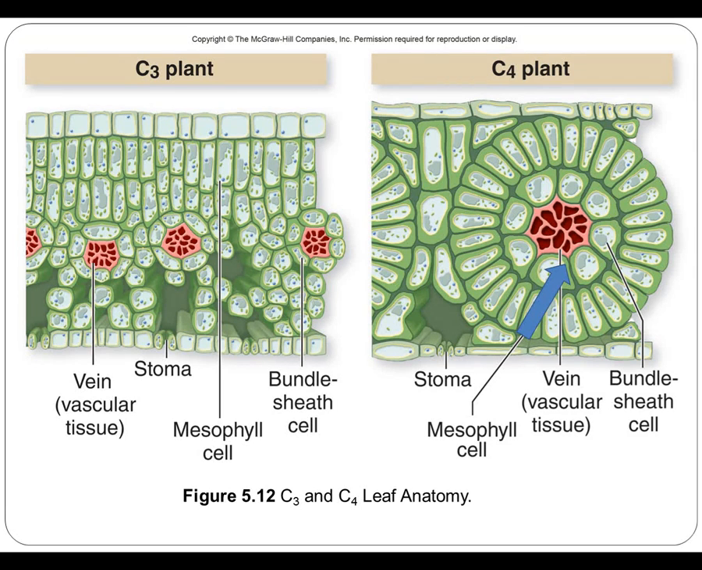Bundle sheath cells. Which reaction occurs there in C4 plants? Not carbon fixation, the Calvin cycle. In these plants, carbon fixation occurs in the mesophyll cell. So, to restate that, in the C4 plants, the mesophyll cells just fix the carbon to form a 4-carbon intermediate, which is then transferred over to the bundle sheath cells that actually carry out the Calvin cycle when conditions are ideal.